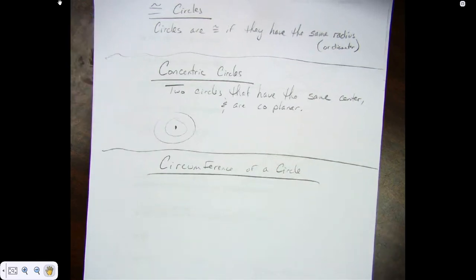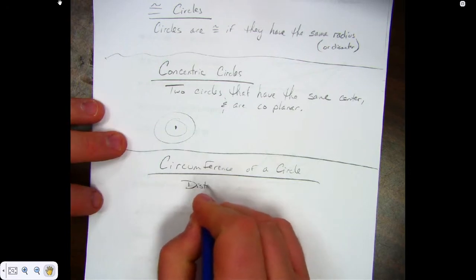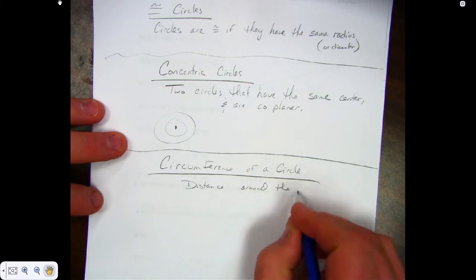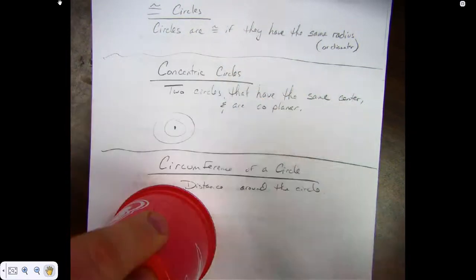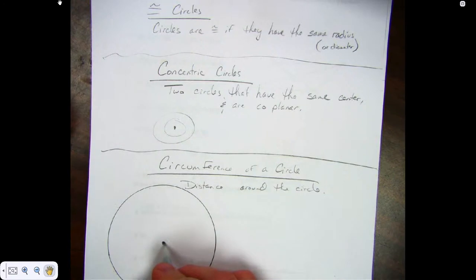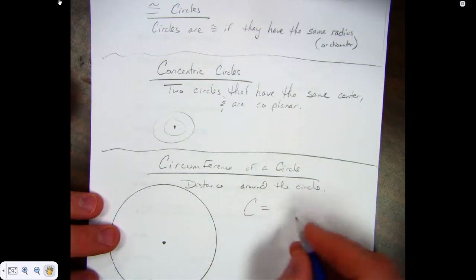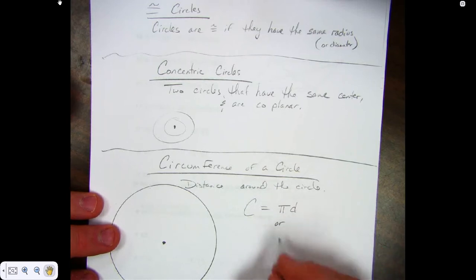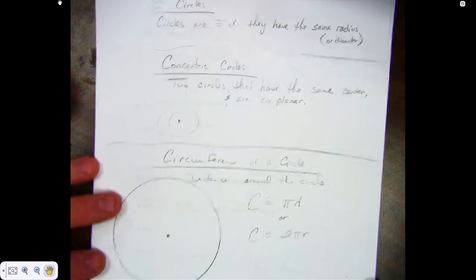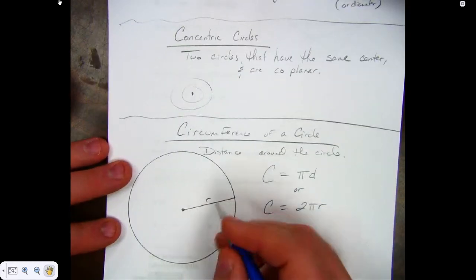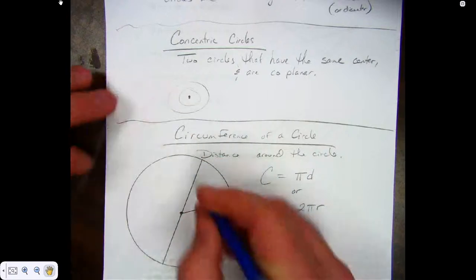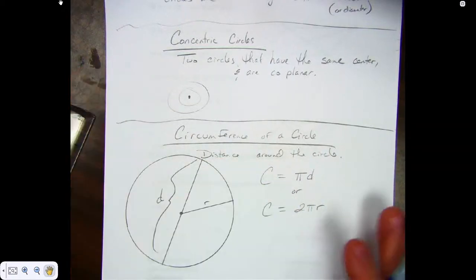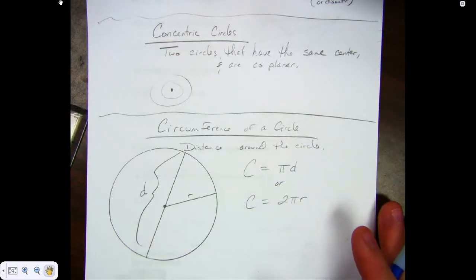You guys remember what circumference of a circle is? It's the distance around the circle. If you walked all along the outside of the circle, however far you walked, once you got one full time around, would be the what? Circumference. Circumference is either equal to pi d, or circumference is equal to 2 pi r. Pi is a number in your calculator, correct? Non-repeating, non-terminating.